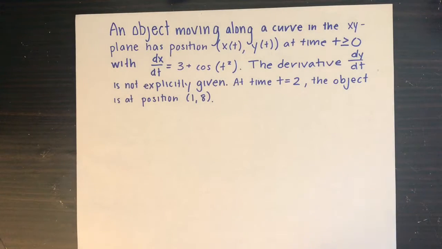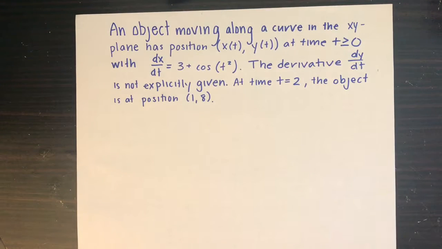The problem reads: an object moving along a curve in the xy plane has a position x of t, y of t at time t greater than or equal to 0, with dx/dt equaling 3 plus cosine of t squared. The derivative dy/dt is not explicitly given. At time t equals 2, the object is at position (1, 8).